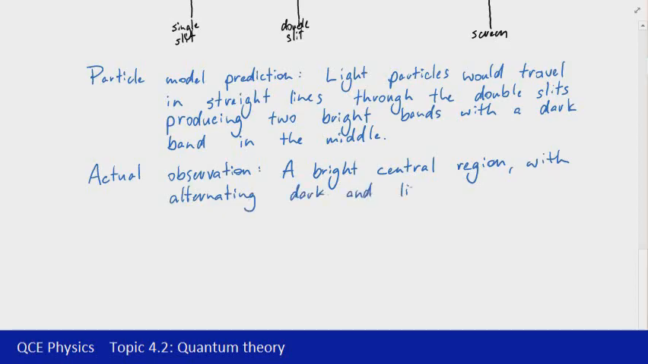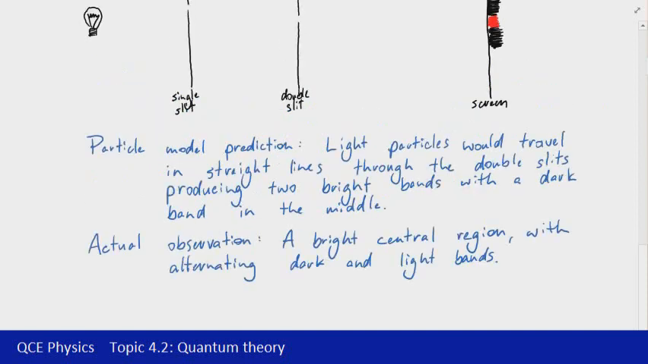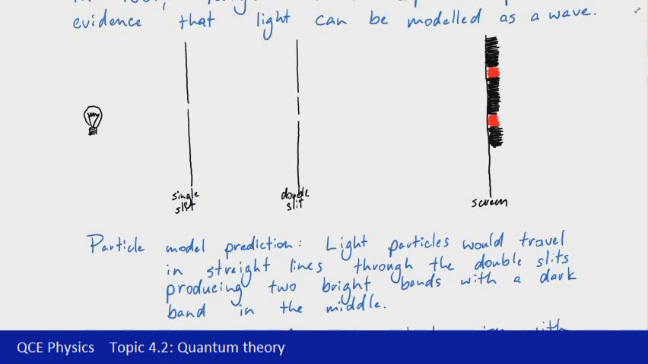And I'll just go back to the diagram to explain that in a bit more detail. So instead of seeing this dark region in the middle, what was actually observed was a bright region through the middle here, and then alternating bands of dark and light. So outside of that was a dark region.